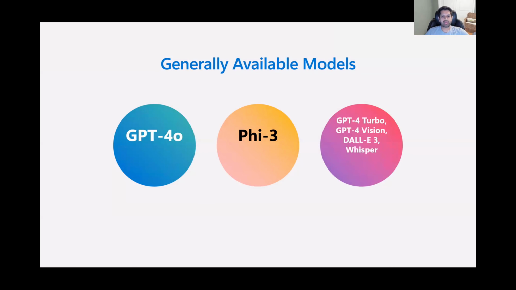Since March of this year and up to Build, we brought a number of different models up to general availability in Azure in a couple of different regions. Some of these models include the latest GPT-4o. The O stands for Omni, or all, model. The reason it's called Omni is because it's a multimodal model, meaning that it can take any combination of text, video, and audio inputs and generate any combination of text, image, and audio outputs.